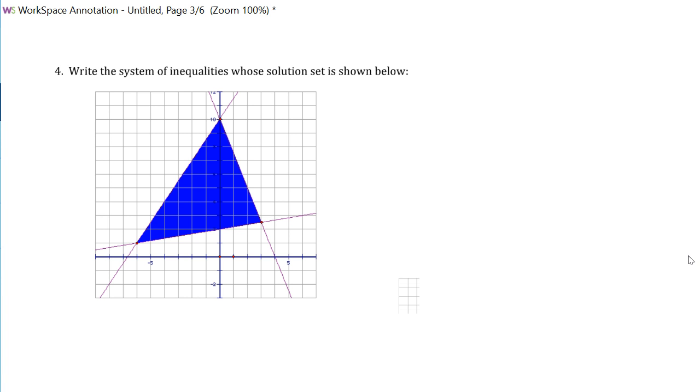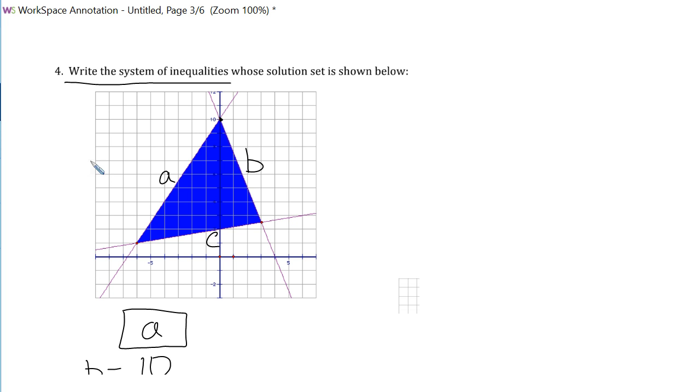Okay, so now we're going to go the other way. Notice we have 3 lines here. And we've got to figure out what the inequalities are. We need to write the system of inequalities. So let's start down here with line A. What is the y-intercept of line A? It's 10.